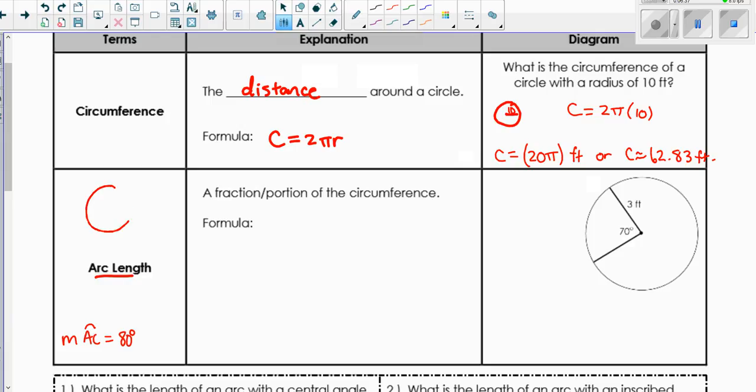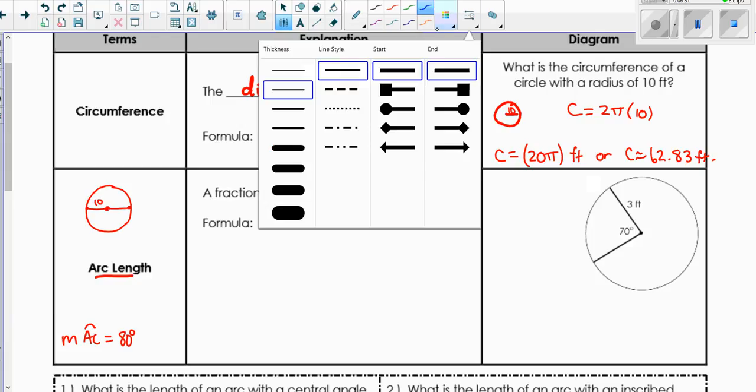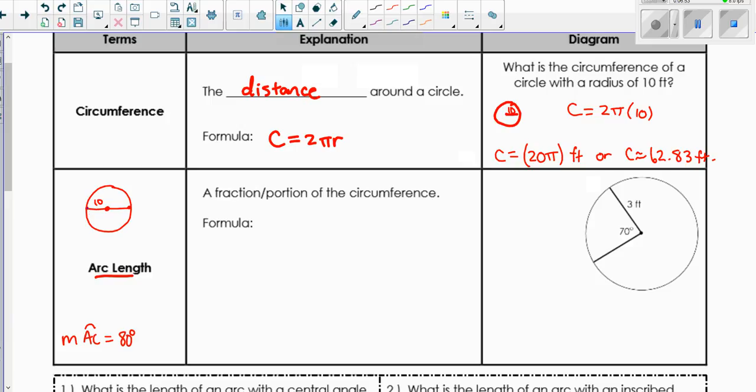Okay, for instance, if this was my circle and the circumference was 20 pi, like in the last problem, and let's say this was a diameter, and this is still your 10 of your radius. If I wanted to find the distance of the arc length of half of my circle, I would say, well, my circumference is 20 pi, and that's half of my circle, so I want half of it, which means my answer would be 10 pi. Okay, so arc length is really just a fraction or a portion of the circumference.